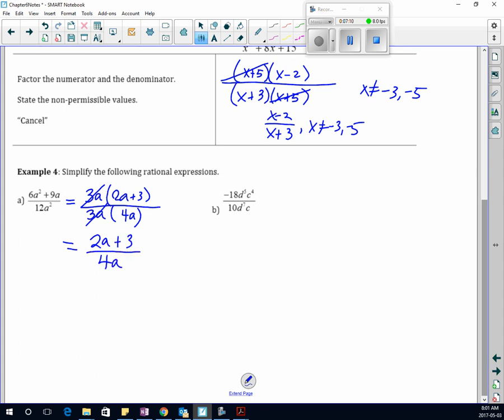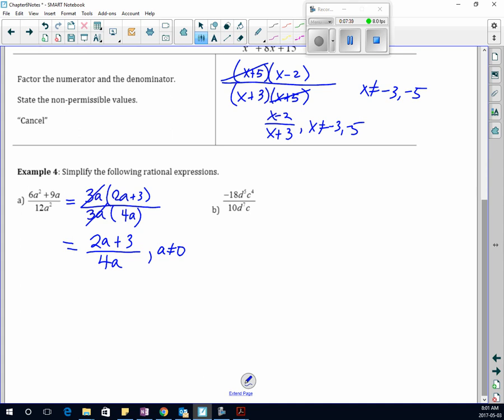And I need to state my non-permissibles. A cannot equal 0 in both a and the other a in the denominator. So watch, there's a lot of times people will try to even cancel more. They think the 2 and the 4 can be reduced. But the problem is the 2a is attached to the 3. And so in order to do any kind of canceling, it has to be a form of 1. And 2a plus 3 would have to be with another binomial for that to happen.